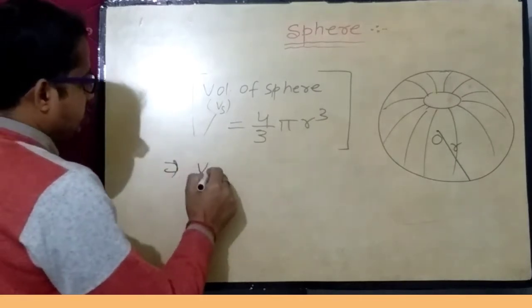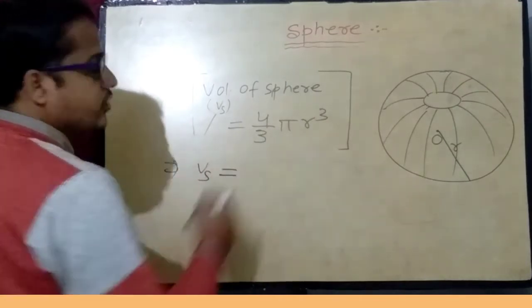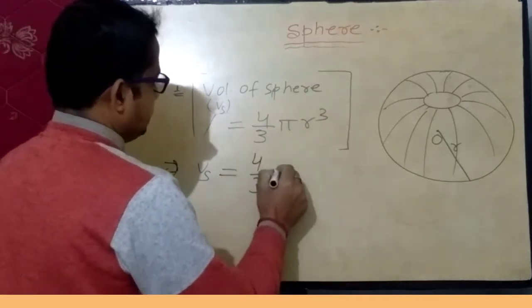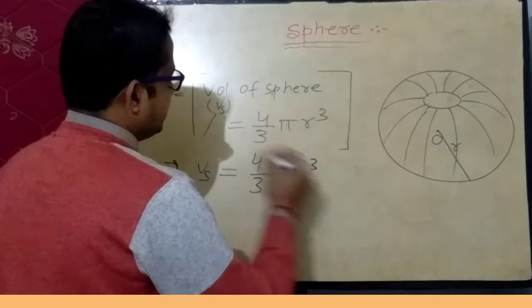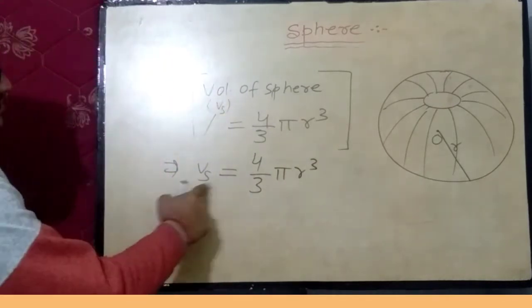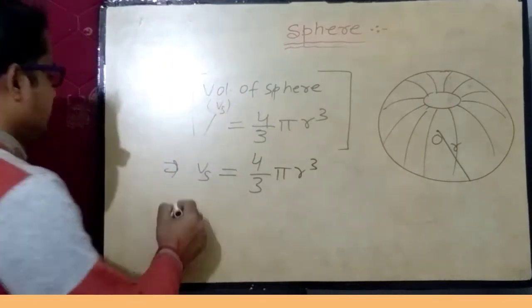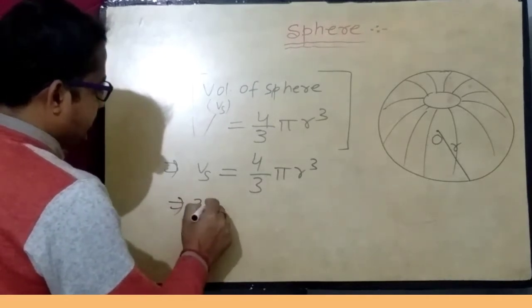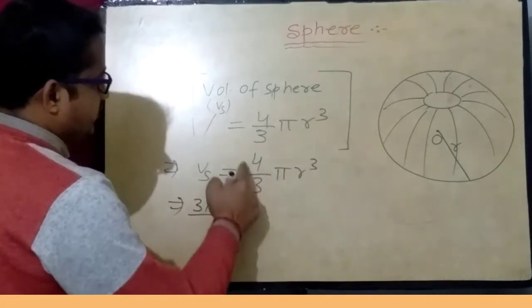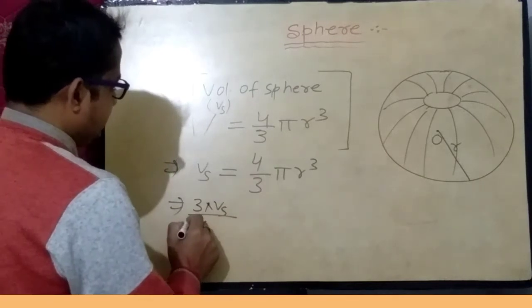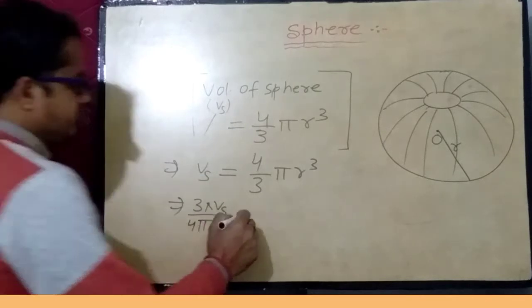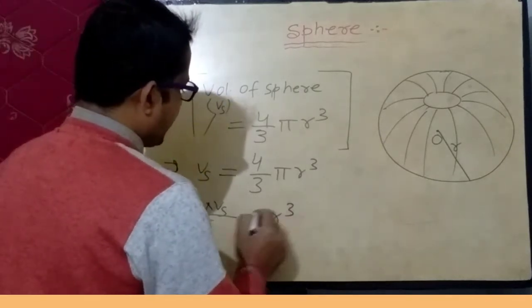Suppose the volume of a sphere Vs is given and you have to calculate the radius of a sphere. What procedure will you follow? Vs equals 4 by 3 pi r cube. Now transfer this term to the LHS. So 3 into Vs upon 4 pi equals r cube.